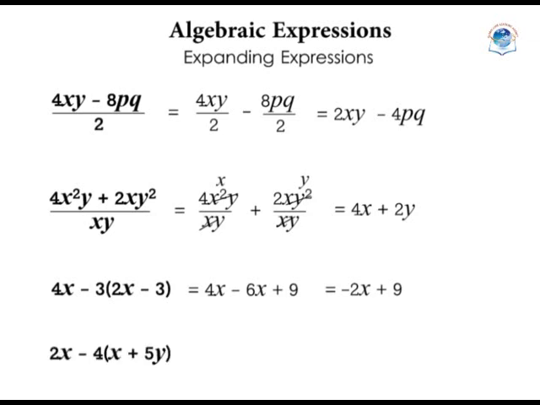2x minus 4 times x plus 5y will give us 2x, then minus 4 times x is minus 4x, and minus 4 times 5y is minus 20y. And so we have minus 2x minus 20y.